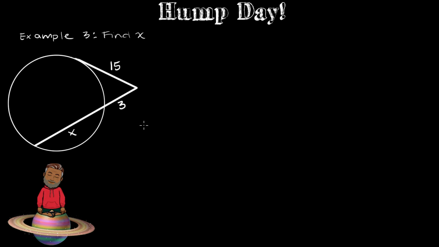Our first example, we have a tangent, which is 15, and a secant, which is x plus 3. So I'm going to go ahead and highlight the entire secant, which is x plus 3. So we're going to say the tangent is going to get multiplied by itself, and that's going to equal the outside portion of the secant times the entire secant, which is x plus 3. And then now we simplify it.